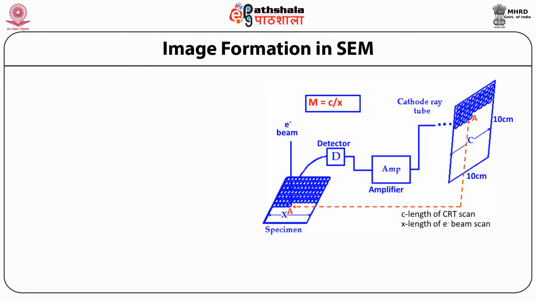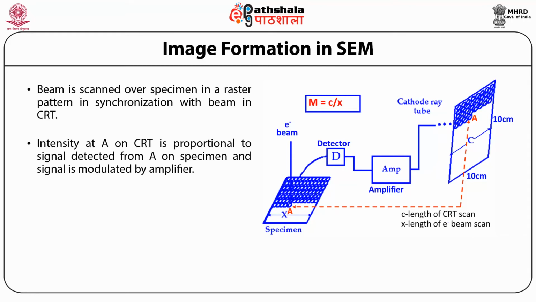Now let us discuss how an image is formed in a SEM. As evident from this figure, we have an electron beam which is coupled through the detector, and an amplifier is amplifying this signal, and using this cathode ray tube, it is focused onto the specimen. So the beam is scanned over the specimen in a raster pattern in synchronization with the beam in the CRT. So intensity at A on the CRT is proportional to the signal detected from A. This is the A point, which is given in red color, on the specimen, and this signal is modulated by an amplifier.